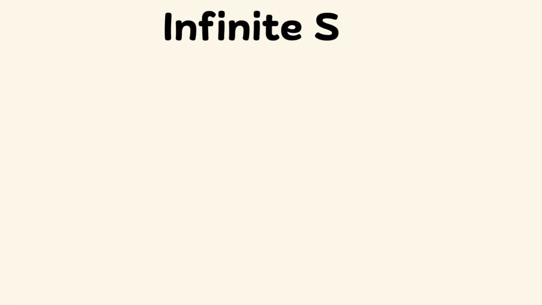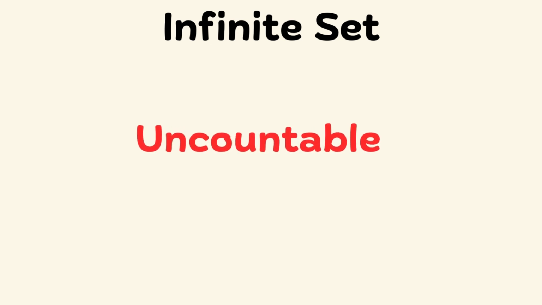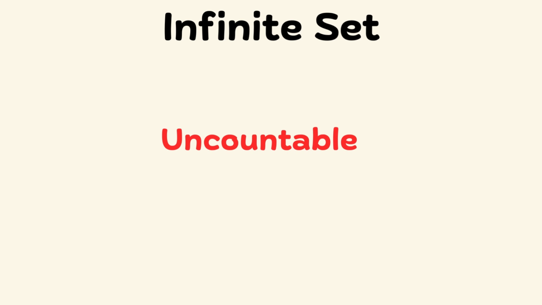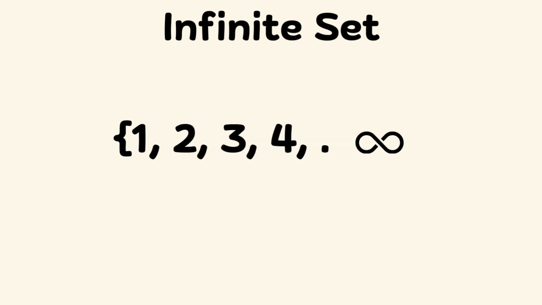So what happens when we cannot count these numbers? This is what we call infinite sets. This is when the elements or numbers become uncountable. For example, counting the numbers from 1 to infinity is uncountable, or numbers listed as 1, 2, 3, 4, and so on. We cannot really tell where this number actually ends, so in essence, it is uncountable.